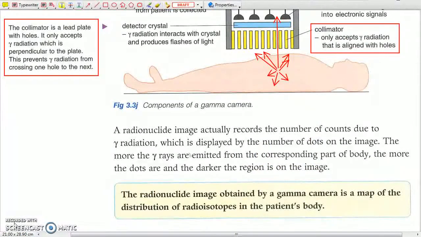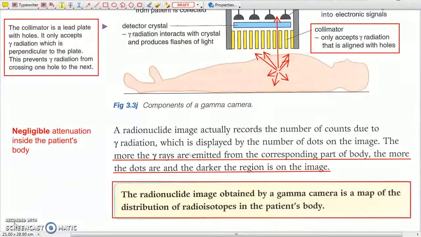As the detector is placed right above the target organ, the attenuation inside the body is usually negligible when radionuclide imaging is used. With the use of a computer, a map of detected radiation, which is also a map of distribution of radioisotopes in the patient's body, is generated.